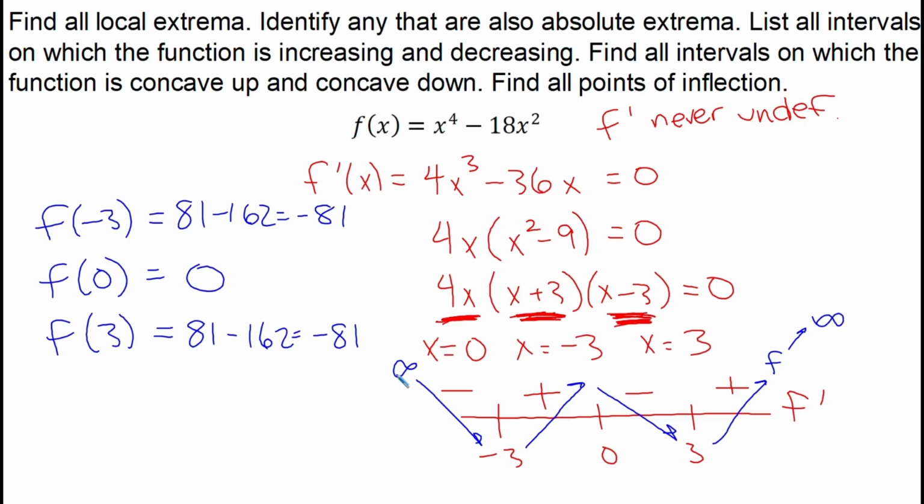Because we know it's a 4th degree function, right? That's what polynomial functions do, is they either approach infinity or negative infinity at the ends. So we know that we're not going to have any absolute max, right? This value at 0 is not going to be an absolute max. But the values at 3 and negative 3, the negative 81s, since they're the same, the absolute minimum is going to be negative 81.